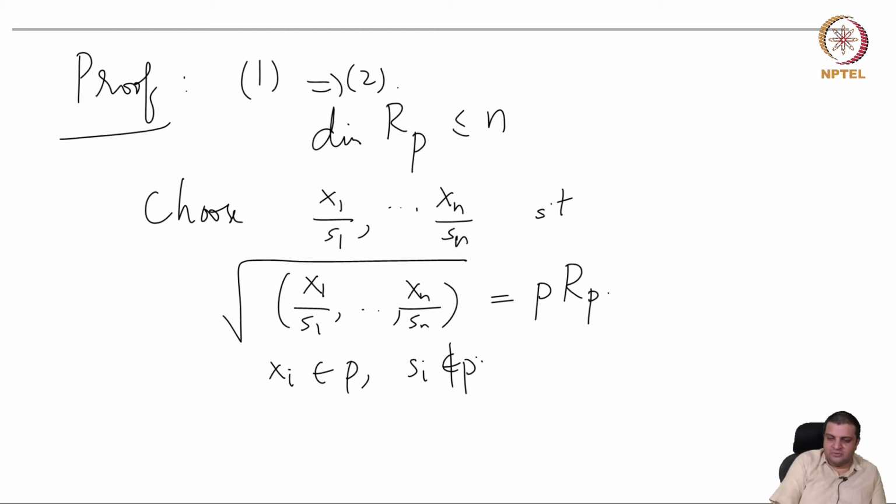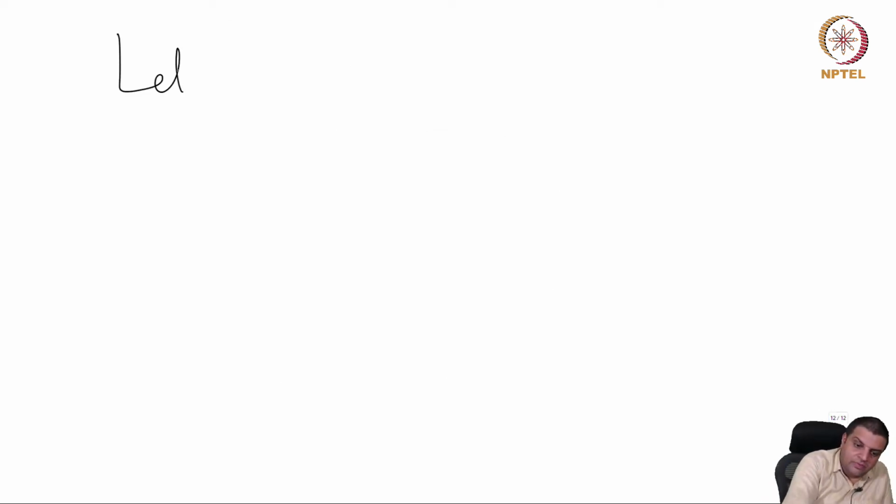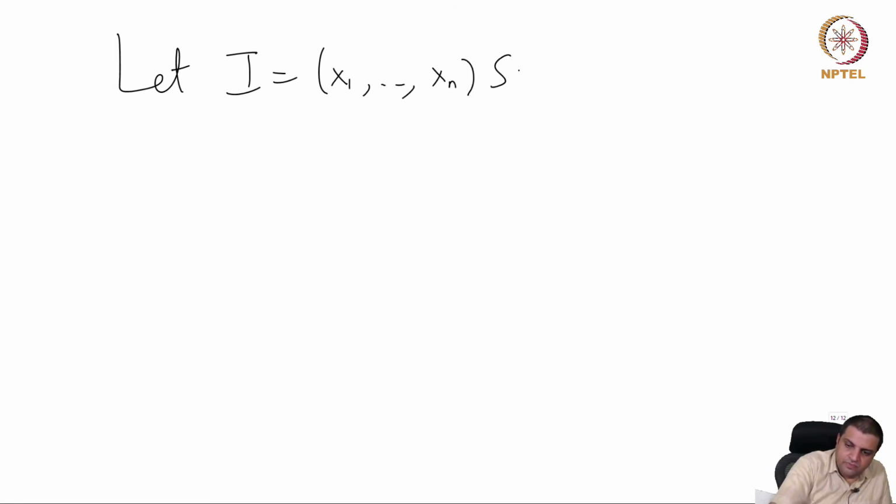There could be units for this purpose. So in the localization there is such an ideal. This is again using the theorem. So now let I be the ideal in R generated by the x's in that list in R.